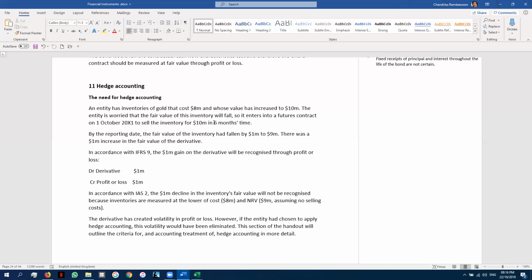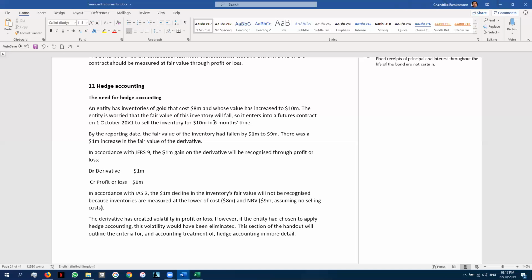Now, that is how it would be done if hedge accounting did not apply. Remember I told you hedge accounting is not mandatory. So let's assume hedge accounting was not being applied. The transaction to be carried out would simply be the movement on the derivative. Because in this case, according to IAS 2, the 1 million decline will not be recognized, because according to IAS 2, inventories are measured at the lower of cost and net realizable value.